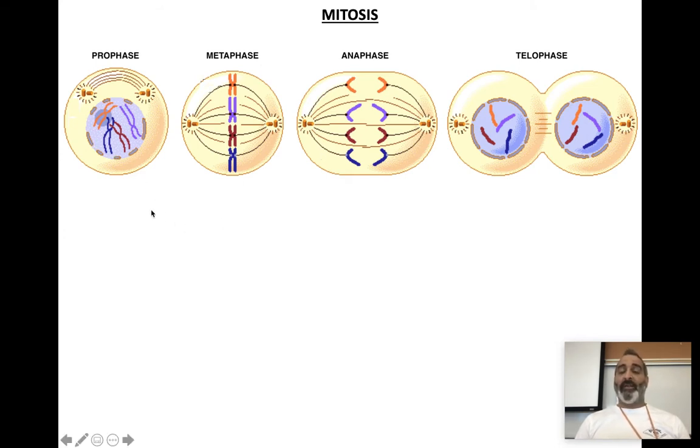So these are the phases. "Please make a turtle" will help you remember the order: Please for prophase, make for metaphase, A for anaphase, and turtle for telophase. Right there, that's the order in which they occur. So let's go through each one individually.